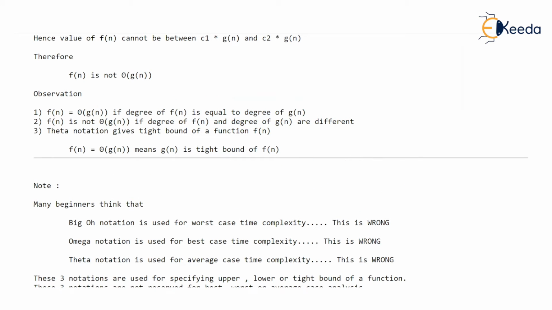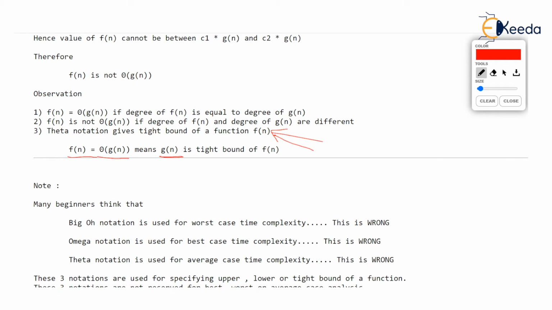So we say theta notation gives tight bound of the function Fn. If we say Fn is equal to theta of Gn, it means Gn is tight bound of Fn. Or we can say Gn is almost same as Fn, because both have the same degree. Correct? I hope you are understanding.